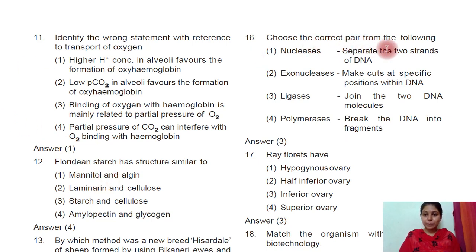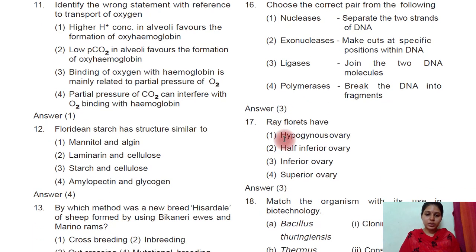Choose the correct pair of the following. Now nucleases separate the 2 strands? No, they don't do that. They actually break the phosphodiester bond. Exonucleases make cuts not at specific positions. Exo means the outer region, not a specific region. Ligases will join. So that's the correct pair, right? And polymerase will break the DNA? No way, polymerase does not break. So the correct option is 3.